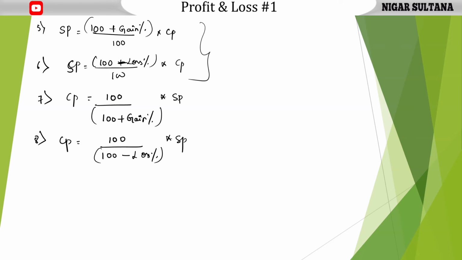So this is your minus, and you can remember it this way: whenever there is a gain percentage, add that gain percent to 100. Here also, when we are using the loss percent, always use 100 minus loss. Clear?